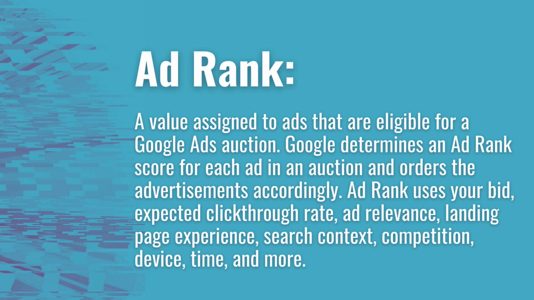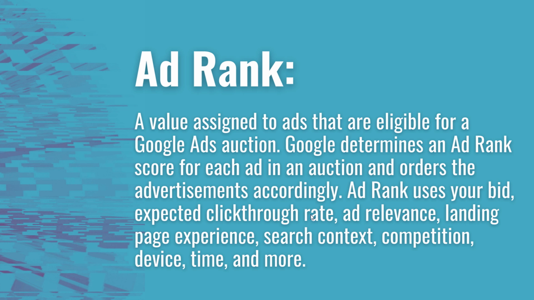If you're getting started with Google Ads or you're running campaigns, you may be wondering what ad rank is. Ad rank is a value or a grade that is assigned to ads that are eligible for a Google Ads auction. The Google Ads auction takes place every time someone enters a search term and hits enter in Google and there are ads that are eligible to be triggered. What happens is an auction where Google is determining an ad rank score for each ad in the auction and then orders the advertisements accordingly.